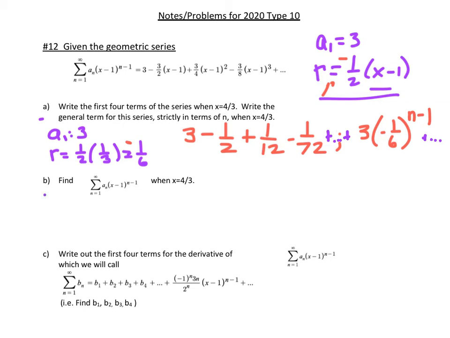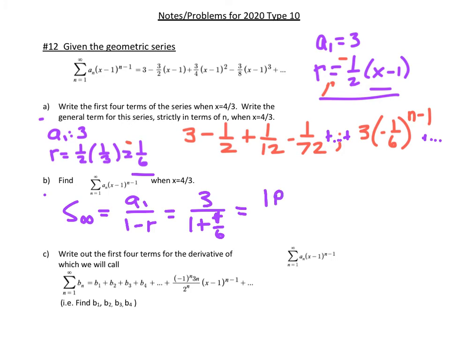So part B now says find the sum when x is equal to 4/3. Well, we already found out what that ratio is. So the sum of an infinite geometric series is this, and so I'm going to get my 3 over my 1 minus r, which would be 1 plus 1/6, which is 7/6, and so that would give me my 18/7 right there. Okay, so that's my sum.